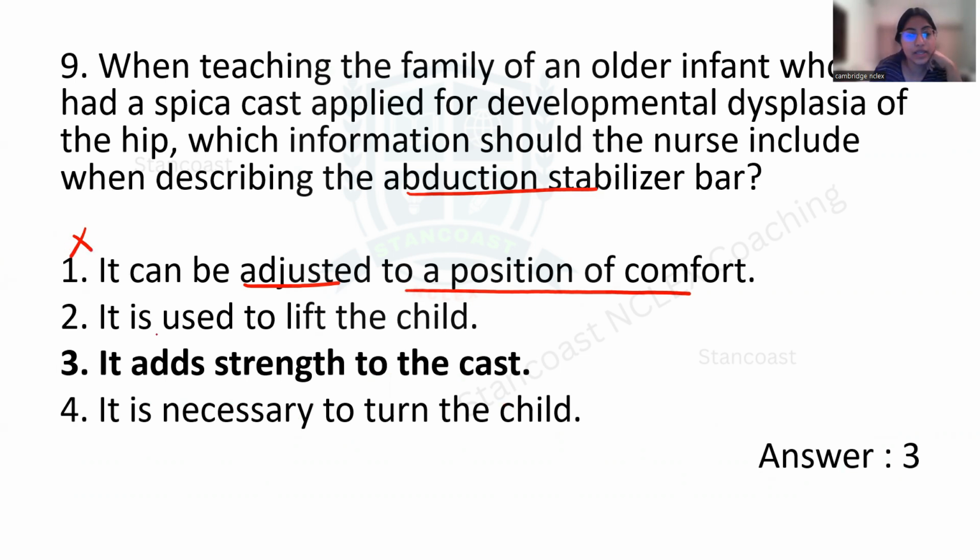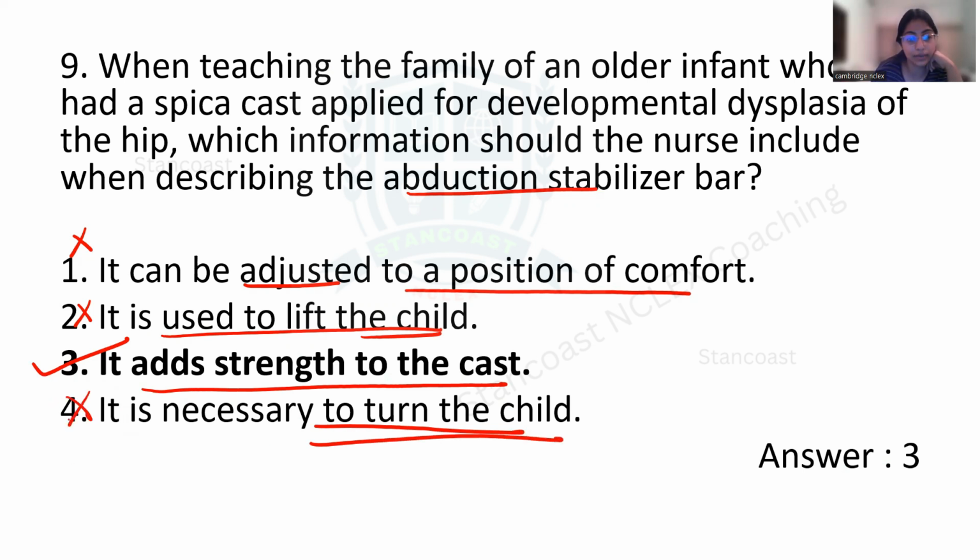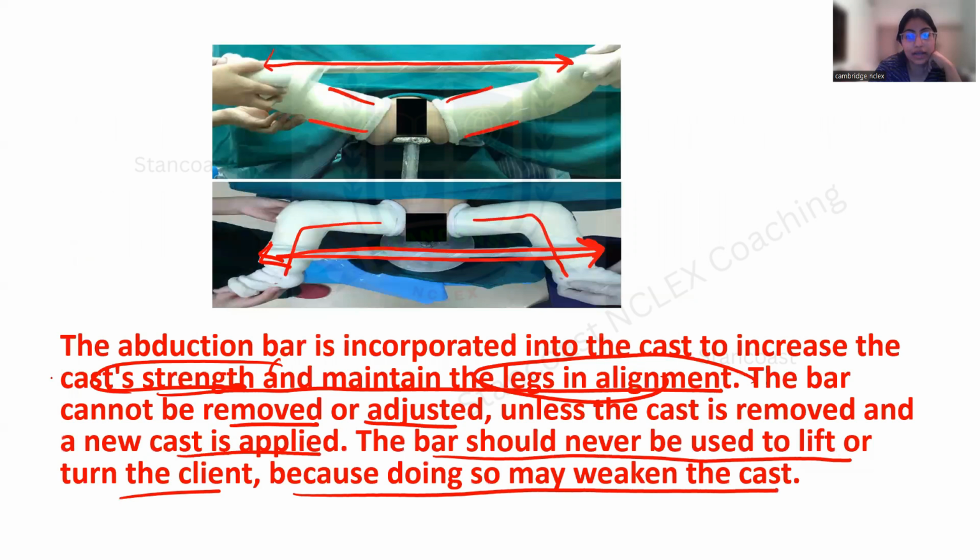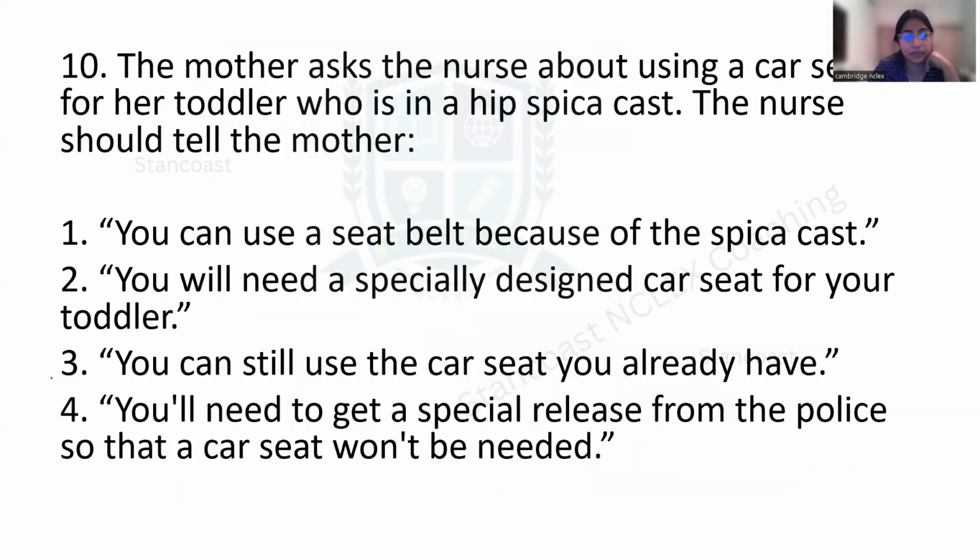Option 2 is it is used to lift the child. Lifting the child is not done through the abduction stabilizer bar, so it is also not the correct option. Option 3 says it adds strength to the cast. So this is the correct option. Option 4 says it is necessary to turn the child. This is not used to turn the child. So clearly the role of the abduction stabilizer bar is to add strength to the cast and to maintain the legs in alignment. Now let's move to question number 10.